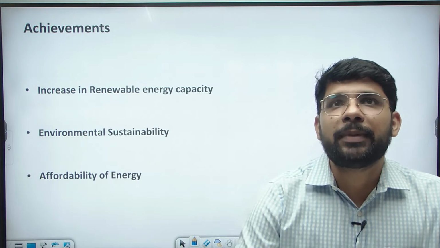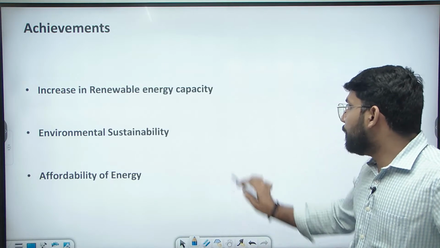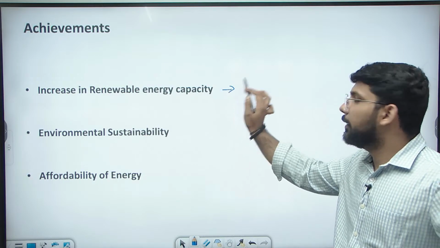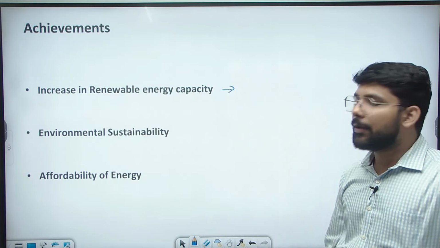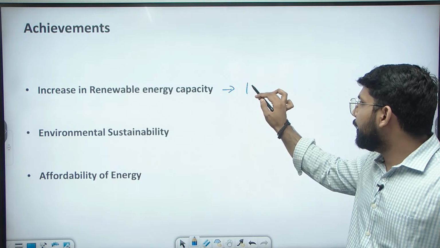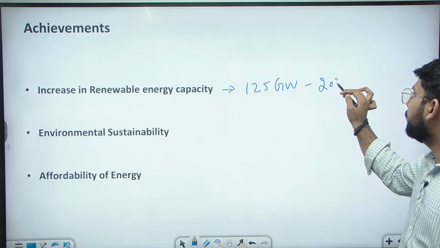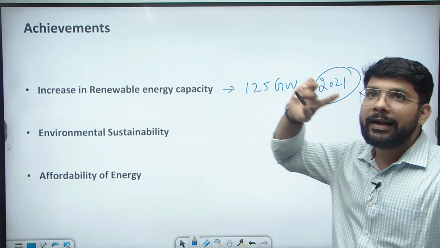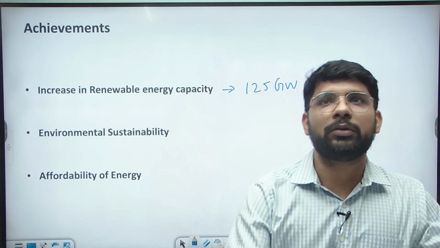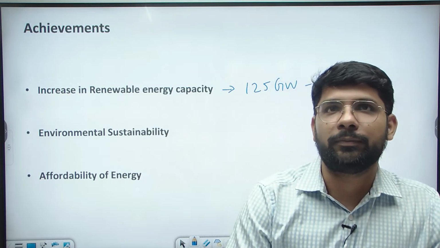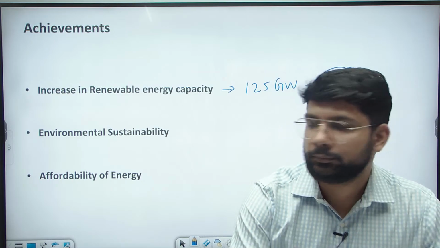So the first achievement is the increase in the renewable energy capacity. India achieved 125 gigawatt by 2021. By 2021, India had 125 gigawatt of installed renewable energy. This was the achievement.